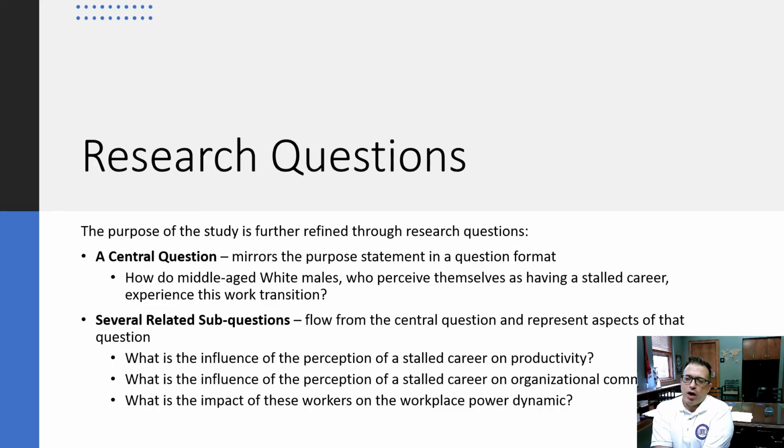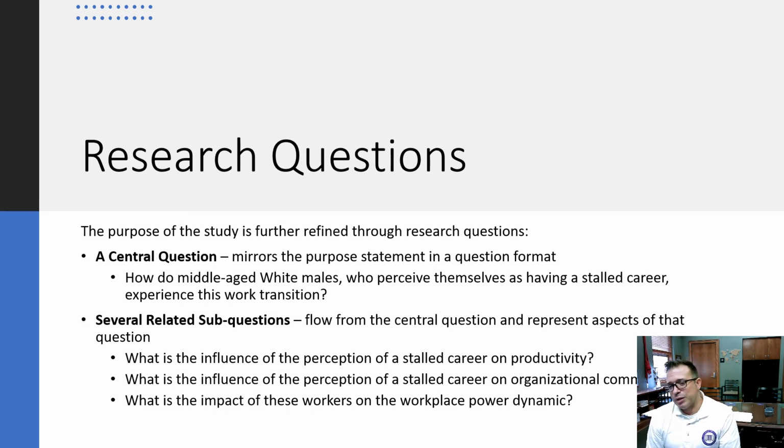Research questions are optional in English studies. It depends on your specific subfield and where you're being published. But research questions are a fairly standard practice in a number of fields. And in any case, they're a great way to think about your problem as a question that needs to be answered, right? So you come up with this question, and your seminar paper then is an answer to that question, and perhaps several sub-questions. So think about the central question as mirroring the purpose statement in a question format. So how do middle-aged white males who perceive themselves as having a stalled career experience this work transition?